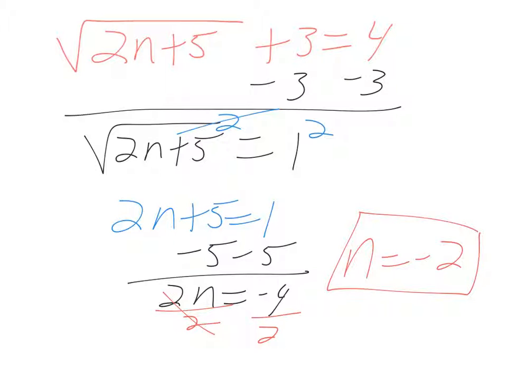Now if there would have been something on the left-hand side outside of the radical, after I subtracted 3 to both sides, then I would have had to take that number and get rid of that too, divide by whatever it was. So if there was a number right in front of the square root sign, just like a couple slides ago, then you'd have to get rid of that first before you can do anything with the radical sign.